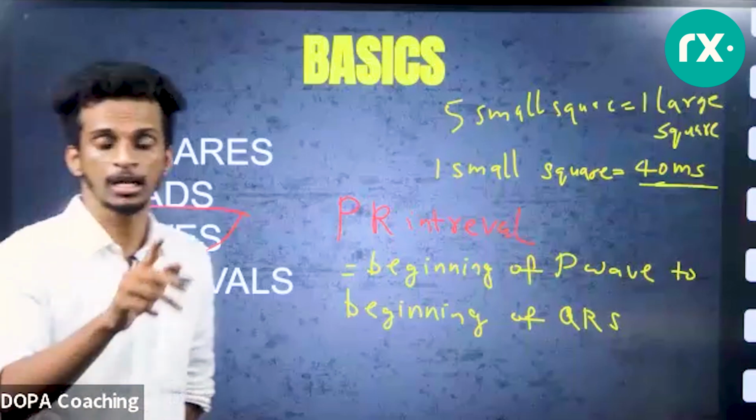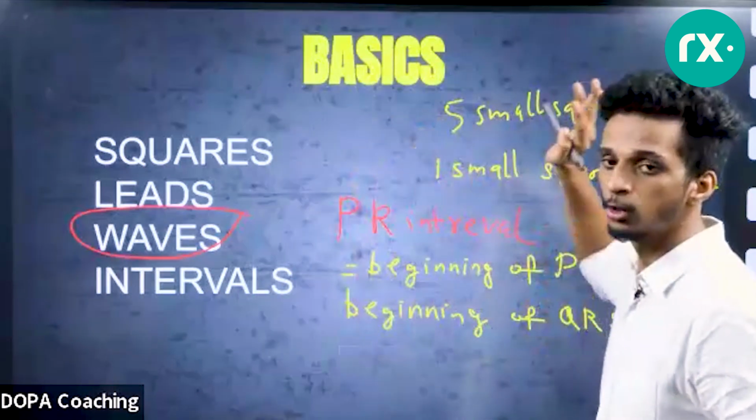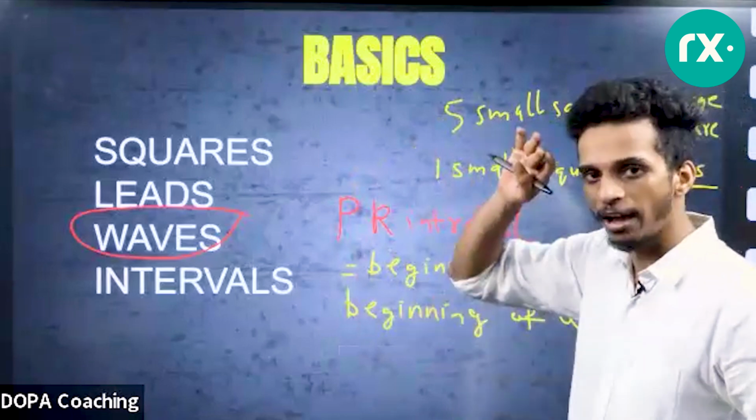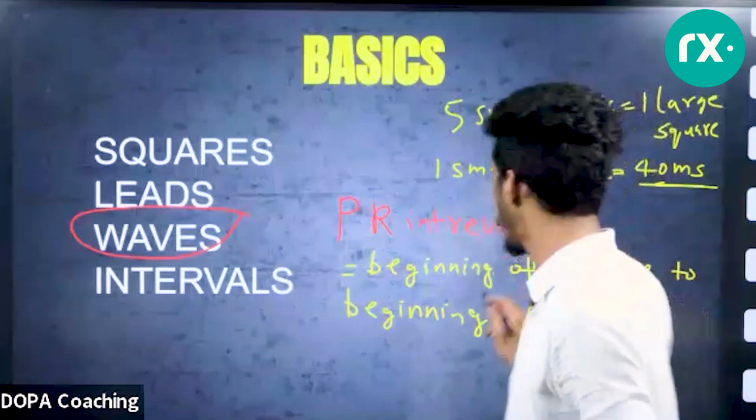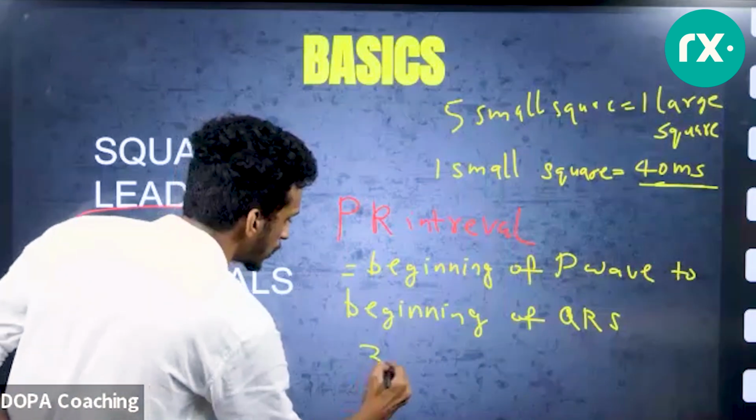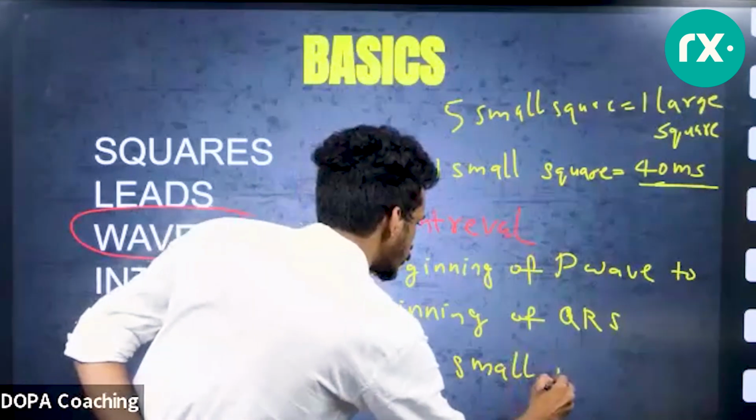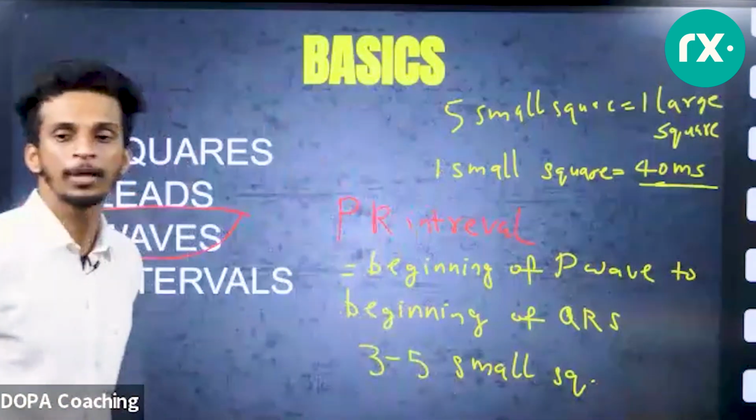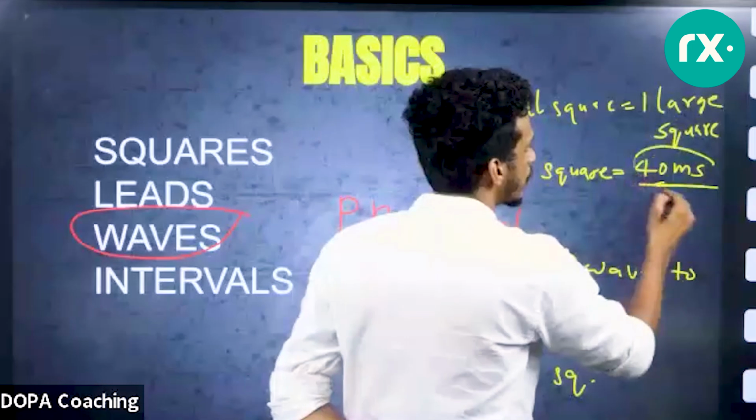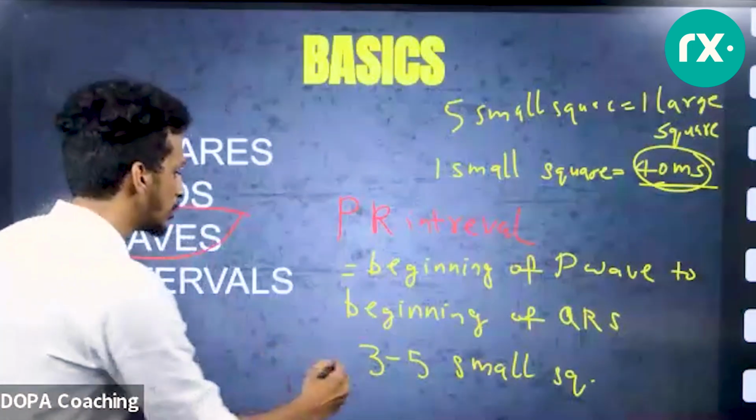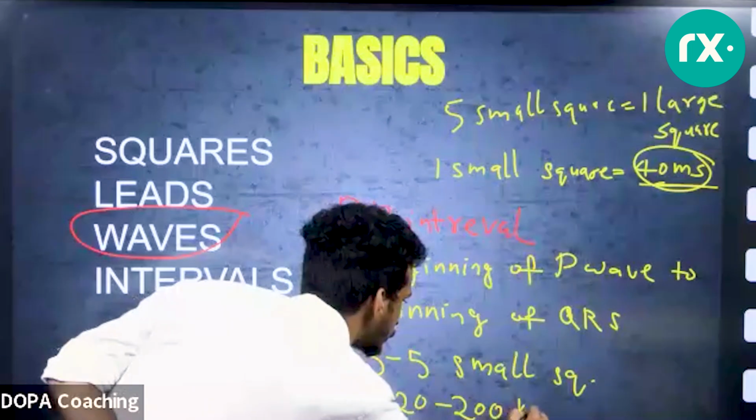This is important, guys. I am only speaking about the important points here, so what I am speaking here, you should not skip, because I have already filtered this. The PR interval is from the beginning of the P wave to the beginning of QRS. The usual duration of the PR interval is 3 to 5 small squares. I have already mentioned that 1 small square is equal to 40 milliseconds, which means 3 to 5 small squares will be 120 to 200 milliseconds.